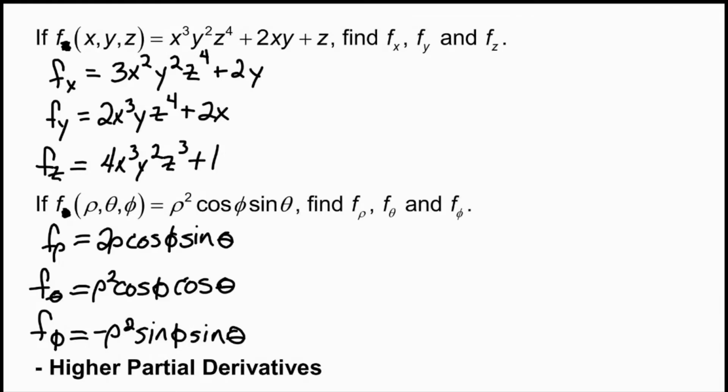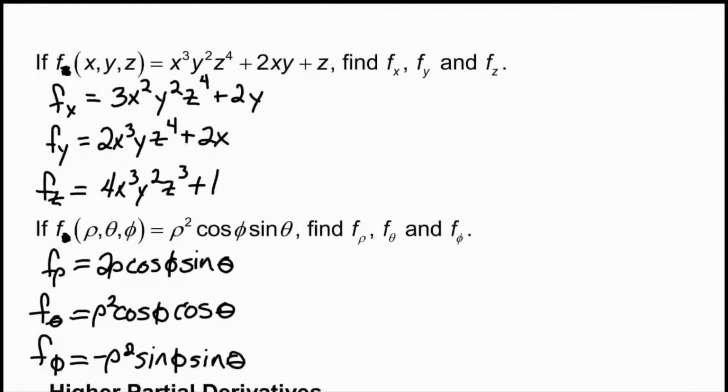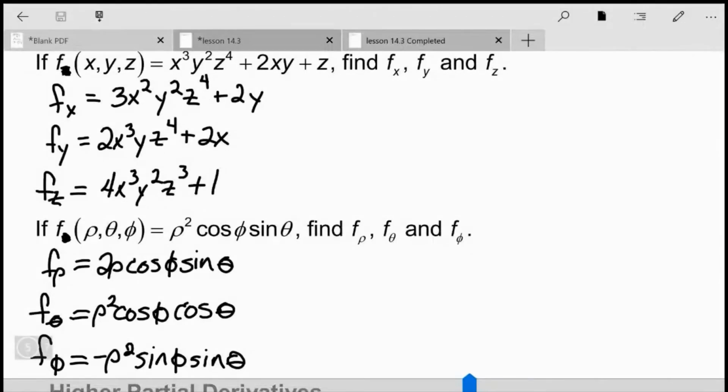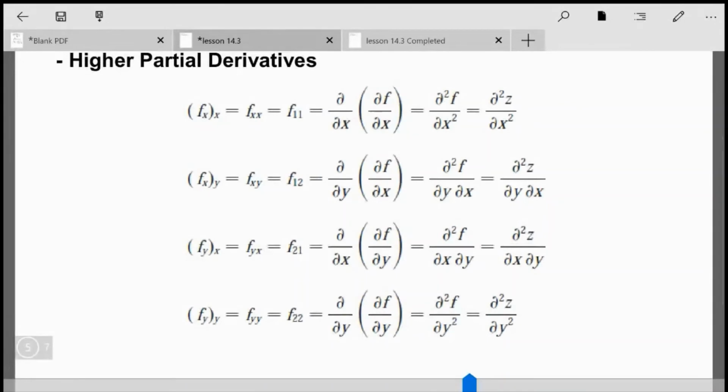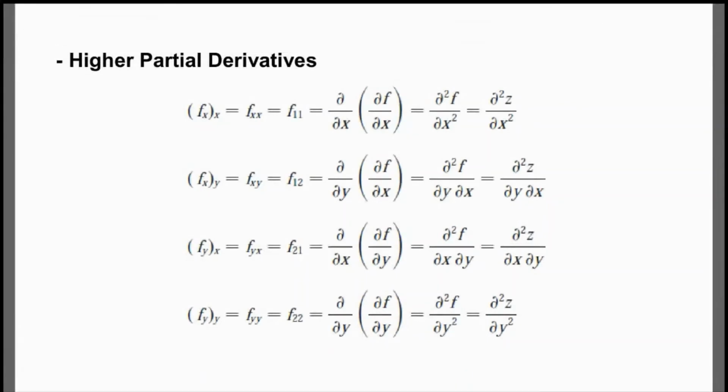So same thing with this one that's in spherical coordinates. Same idea. Everything else gets treated as a constant except for the variable that you're taking the derivative with respect to. All right, so the next thing we're going to look at is the idea of a higher partial derivative. And one of the things that's a little tricky about this is the notation.